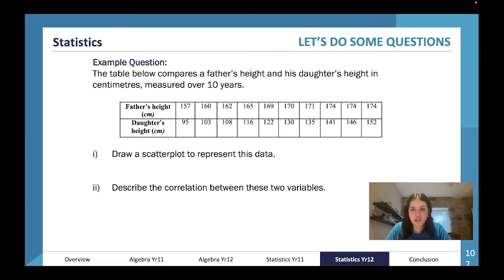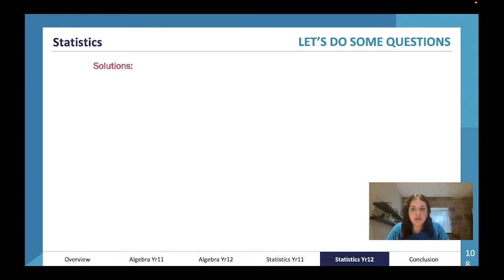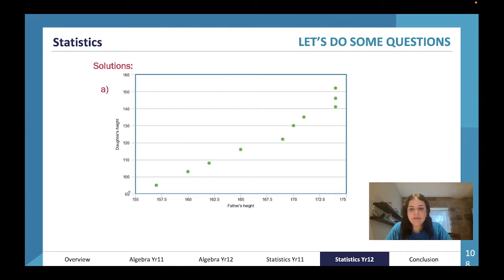Here's an example question. The table below compares a father's height and his daughter's height in centimeters measured over 10 years. Draw a scatter plot to represent this data. Describe the correlation between these two variables. Let's have a look at our solutions. The first thing I would do is label each axis. The father's height is going to be our independent variable because he is the one who is just changing on his own. The question is, is the daughter's height dependent on the father's?